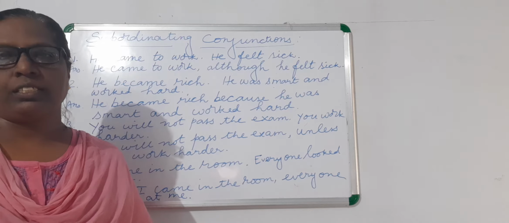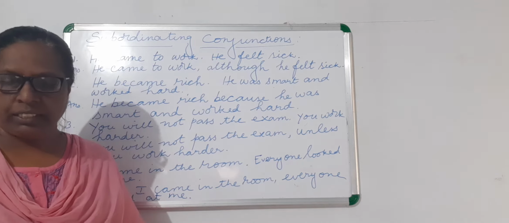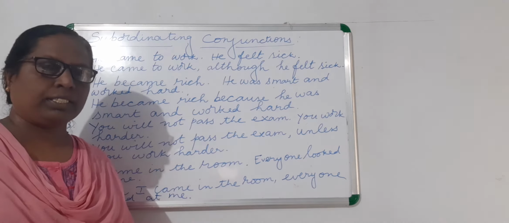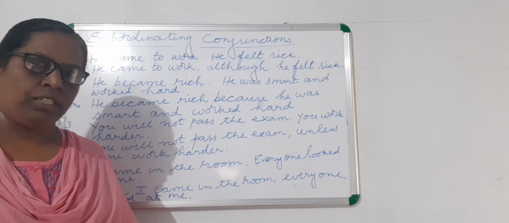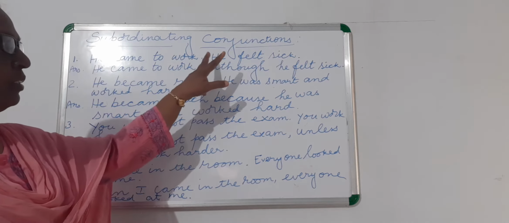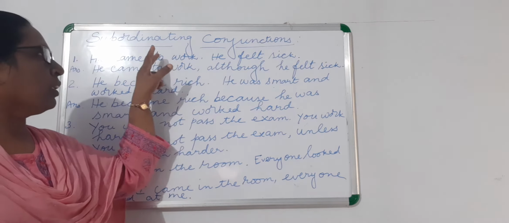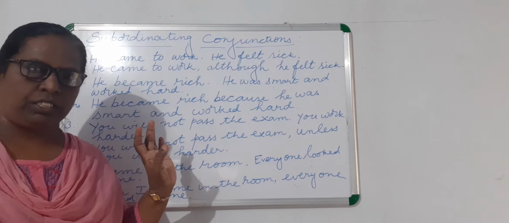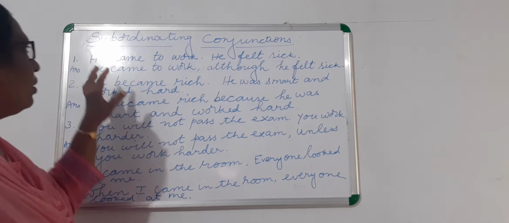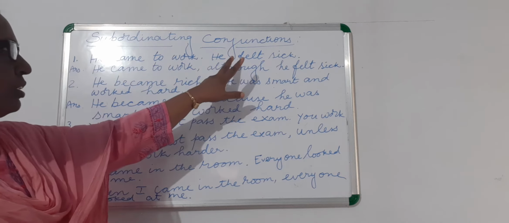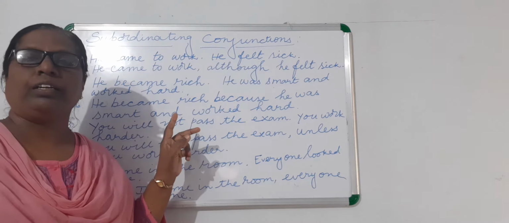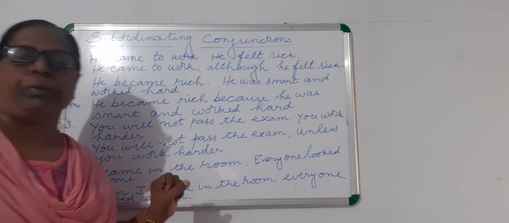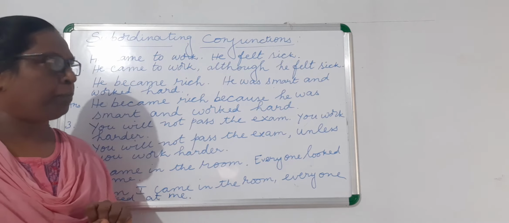A subordinating conjunction is a word which connects an independent clause to a dependent clause. What does it mean, independent clause? There are two sentences you have to combine, these two sentences, by using any of the conjunctions. So here subordinating conjunctions will be used when the two sentences are not independent.